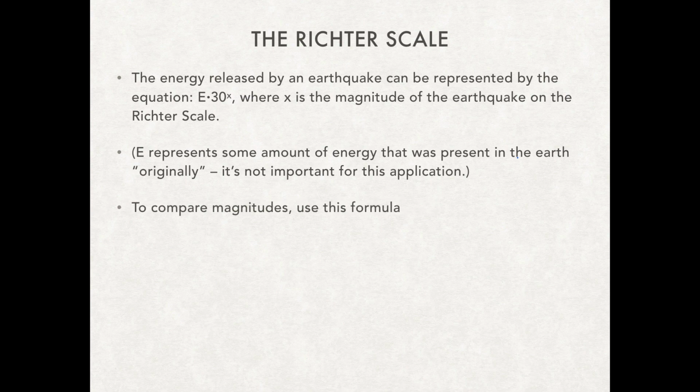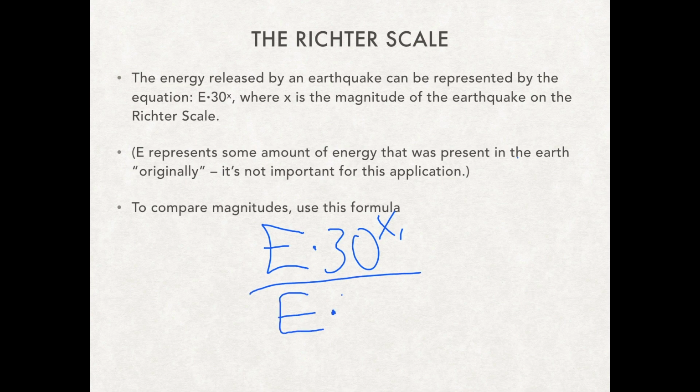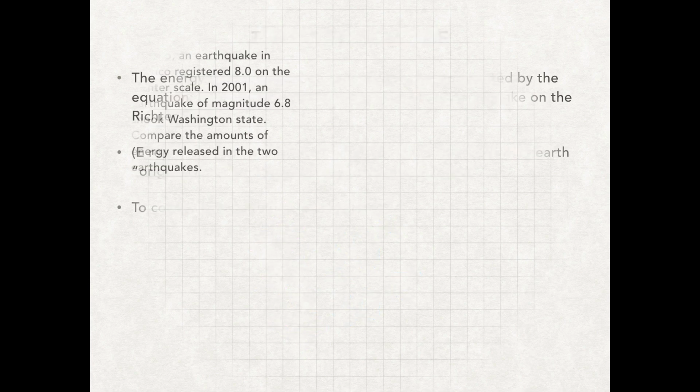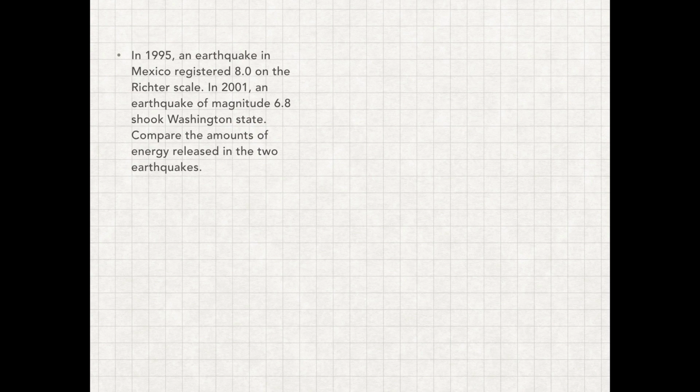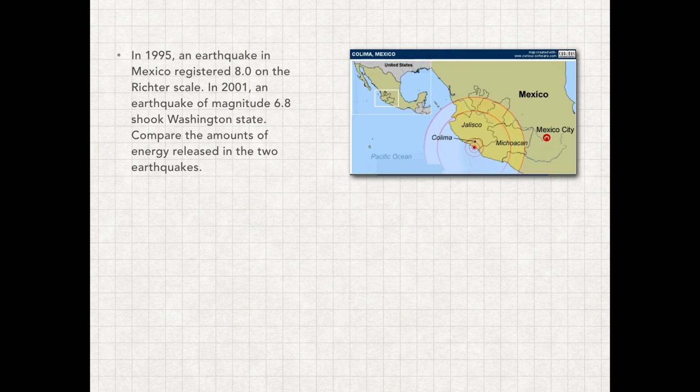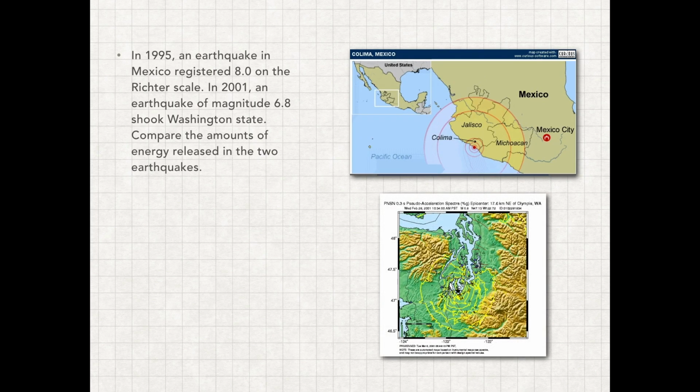To compare magnitudes, we use this formula. E times 30 to the x1, being the first earthquake, over E times 30 to the x2. Now here's the reason why E didn't really matter. We have E as a common factor on top and bottom, meaning they cancel out. So let's try this one. In 1995, an earthquake in Mexico registered an 8.0 on the Richter scale. In 2001, an earthquake of magnitude 6.8 shook Washington State. Compare the amounts of energy in the two earthquakes.